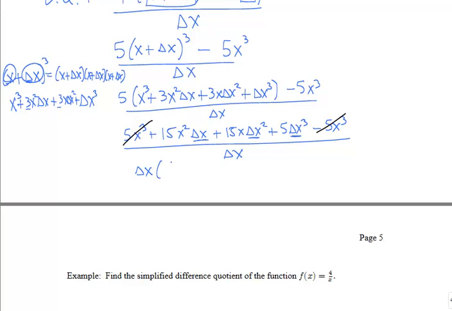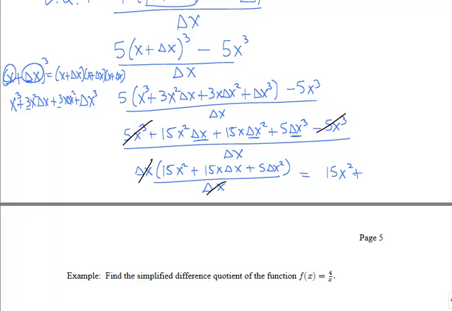You could pull out more than just a delta x. You could pull out a 5 as well, but I'm not going to bother because it's only the delta x that I know I'm going to be canceling with on the bottom. So I'm going to leave the factor of 5 inside my parentheses. So I'll have 15x squared from the first term plus 15x delta x from the second term plus 5 delta x squared from the third term. And I know I'm good when I see those delta x's canceling, and my leftovers is my final answer.